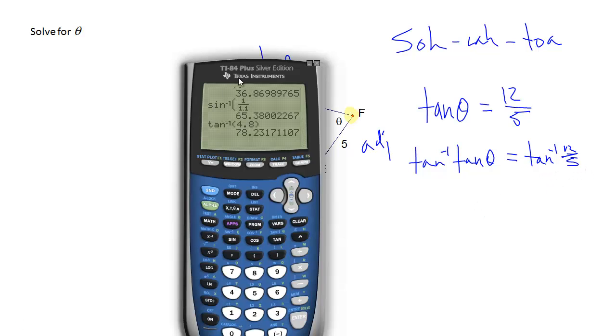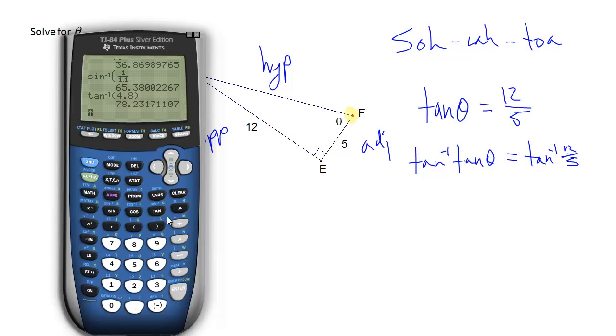And we'll pop that up in the calculator here. Inverse tangent, 12 divided by 5. And I get 67.4 degrees. So theta equals 67.4 degrees.